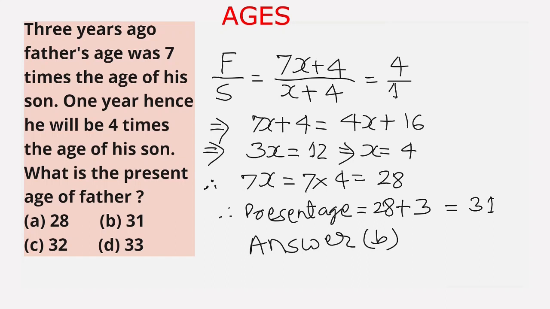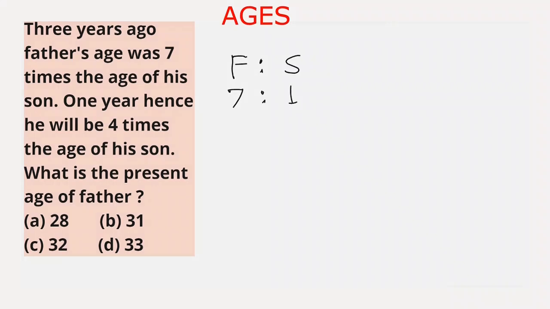Now I solve this question by the shortcut method. The father's to son's ratio given to us is 7:1, as the father's age is 7 times the son's age 3 years ago, and after 1 year this ratio becomes 4:1, as the father's age is 4 times the son's age. Now the difference between 7 and 1 is 6, and between 4 and 1 is 3. So we have to make this difference equal.